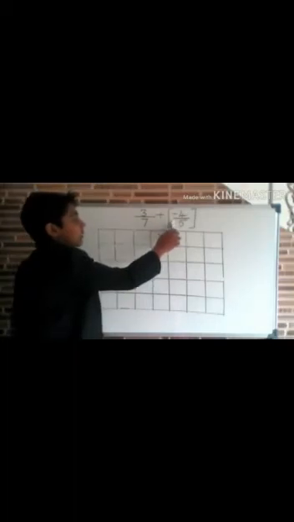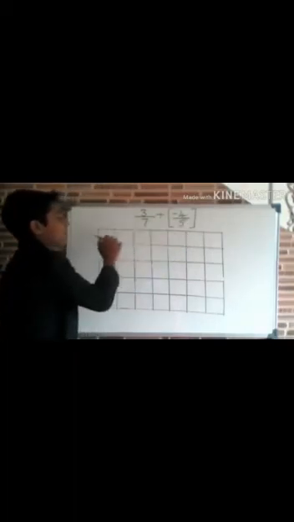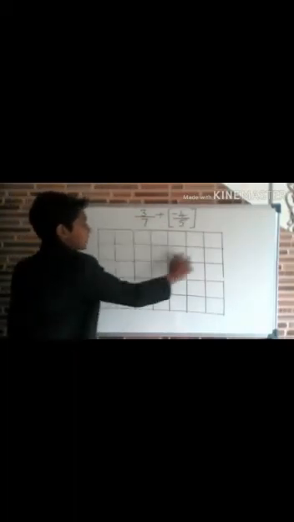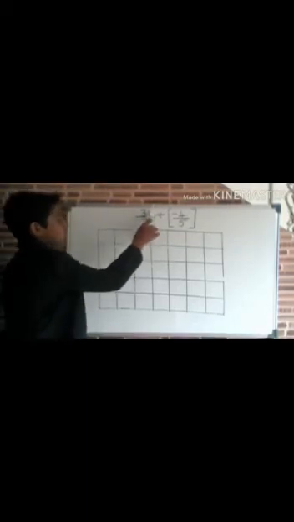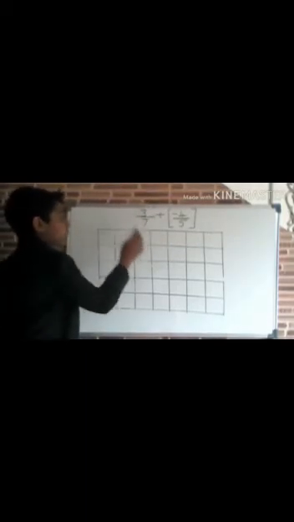In the first rational number, the denominator is 7. So we should draw 7 columns, 1, 2, 3, 4, 5, 6 and 7. And in the next rational number, the denominator is 5. So we should draw 5 rows, 1, 2, 3, 4 and 5. That's it. In the next step, in the first rational number, the numerator is 3 with a positive sign.